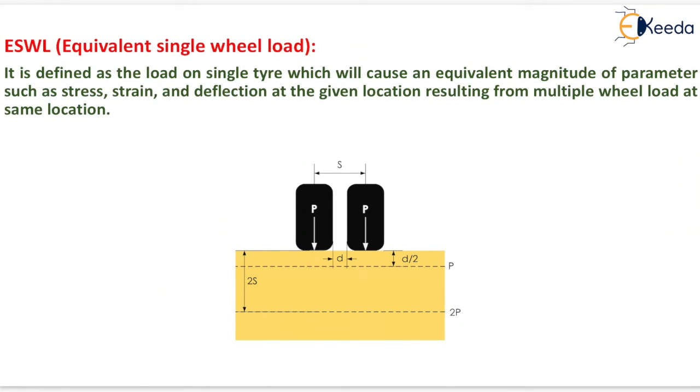The next topic is the equivalent single wheel load. It is defined as the load on a single tire which will cause an equivalent magnitude of parameters such as stress, strain and deflection at the given location, resulting from multiple wheel loads at the same location. This is the center to center distance between two tires and this is the load applied by the tire. This is the clearance distance between the two tires. This distance is known as 2s, which is shown here.